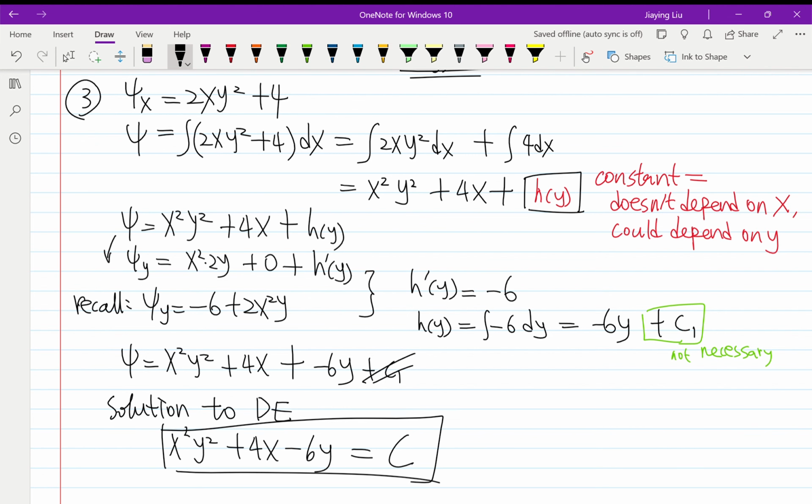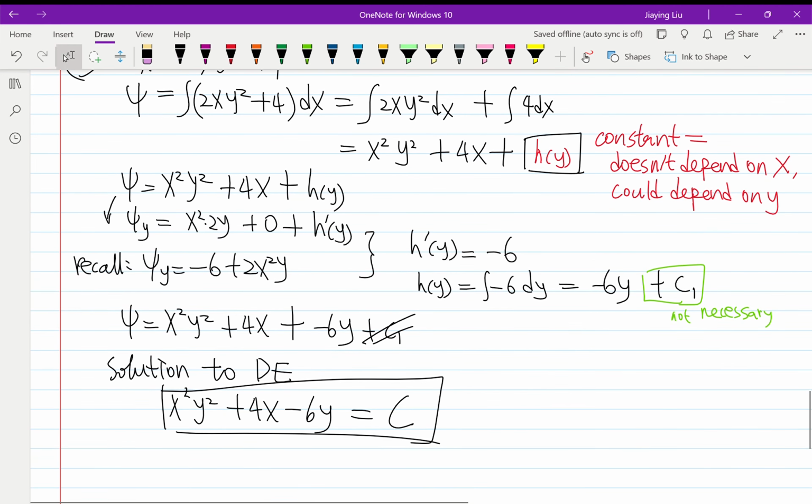And then we have to use the initial condition to find c. Use the initial condition y of negative 1 equals 8 to find c. Sorry, that's it. Now, the reason I said this is not necessary is because even if you have a c1 here, you have another c on this side, you can combine them to give you a new c.